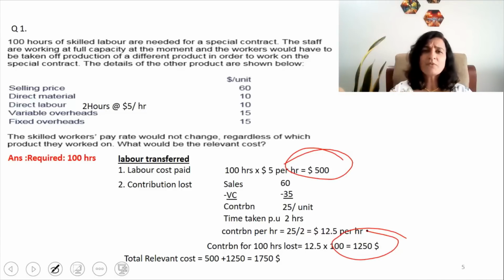All the other problems are fairly straightforward. That is, we are recruiting new labor, which means that there is no lost contribution. The only cash outflow that is taking place is the amount paid to the new laborers. So that you can easily understand from the question. Only this is the catch. When laborers are transferred from an existing business to a new business, in such kind of situations, always take the two types of relevant cost. One is the labor cost actually paid, and the other one is the lost contribution of the existing business. So here we come to an end of the relevant cost of direct labor.